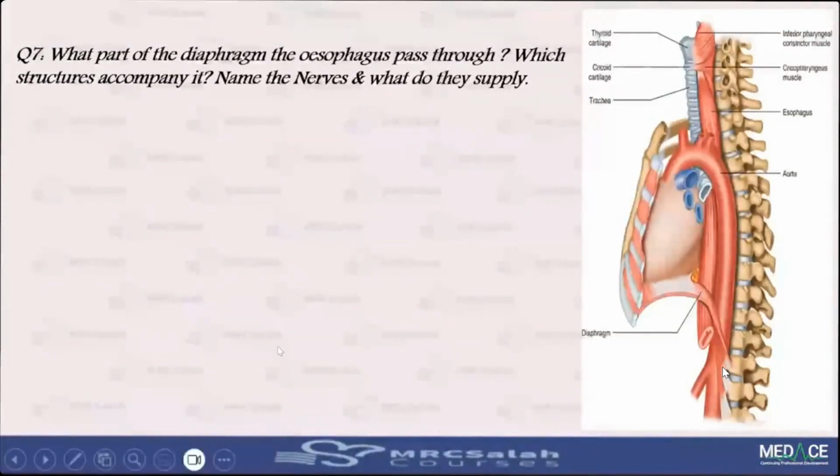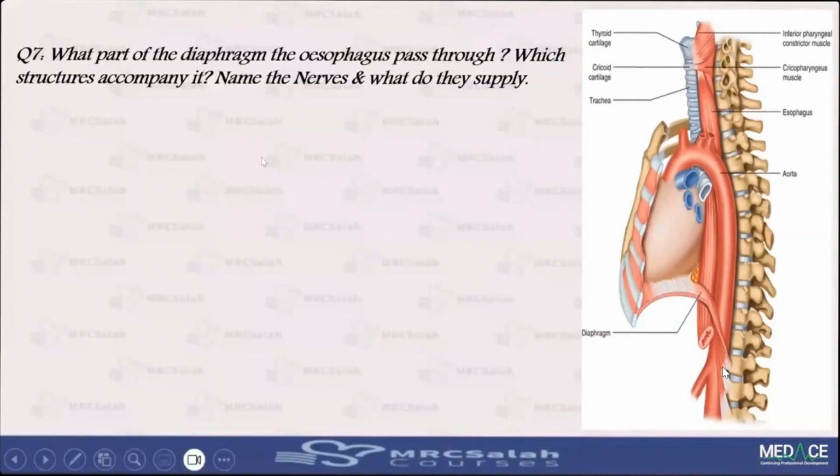What part of the diaphragm does the esophagus pass through? The esophageal opening of the diaphragm, which is produced by the right crus of the diaphragm. Which structure accompanies the esophagus? Both vagus nerves. And what do they supply? They supply the larynx, esophagus, and the whole of the GIT up to the right two-thirds and left one-third of the transverse colon. It also supplies the pancreas, gallbladder, and spleen.